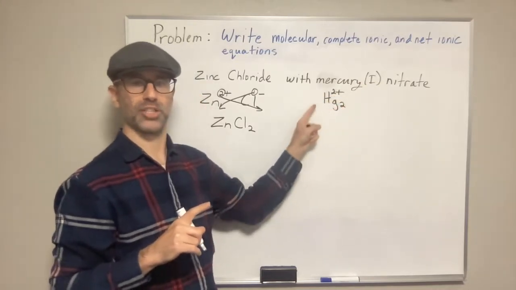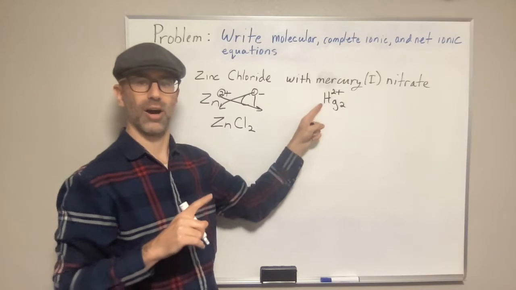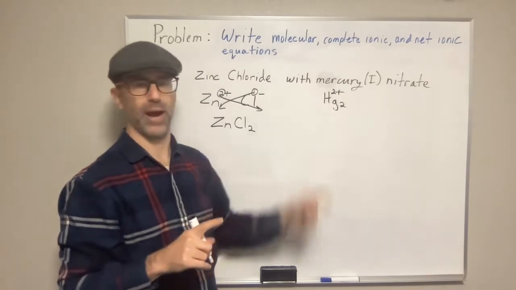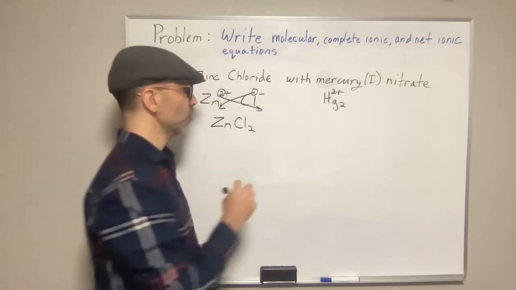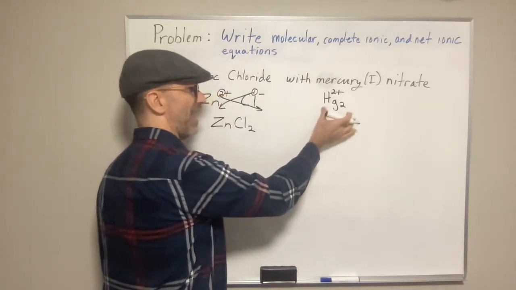That 2 plus charge is being divided between the 2 atoms. So each atom gets a +1 charge. So that is your mercury 1 ion.